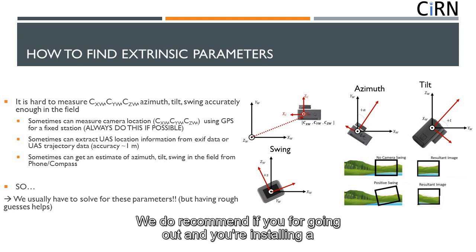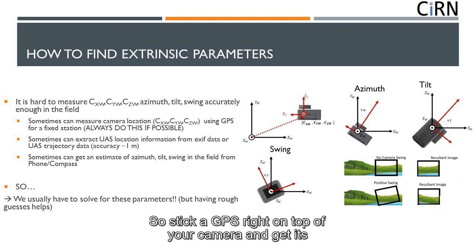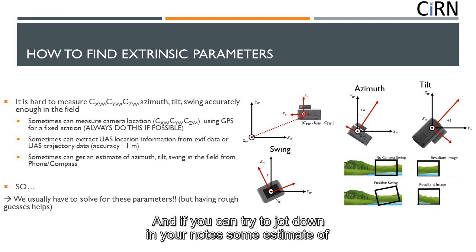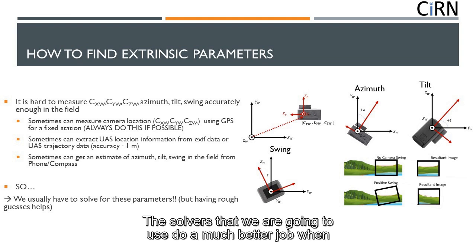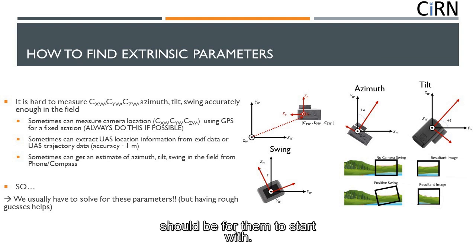We do recommend, if you are going out and installing a camera somewhere, to try to measure your camera location, if at all possible. So stick a GPS right on top of your camera and get its location. And if you can, jot down in your notes some estimate of your azimuth, tilt, and swing, that is also super helpful. The solvers that we are going to use do a much better job when you give them somewhat accurate guesses of what these parameters should be to start with.